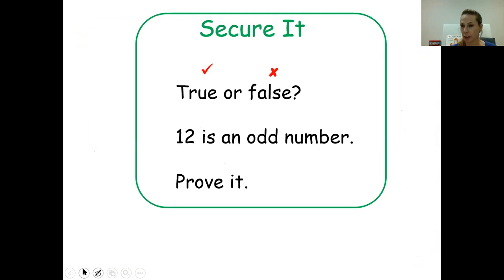We've got another secure it, and this one is a true or false. Okay, so true or false, 12 is an odd number. And then it says prove it. So you can't just write true or false. You've got to prove it. There are different ways you could prove it. You could prove it by explaining how you know which numbers are odd or even, or you could draw pictorially, sharing, and see whether you have an odd one out or not. Okay, so have a little go at proving that, whether it's true or false.